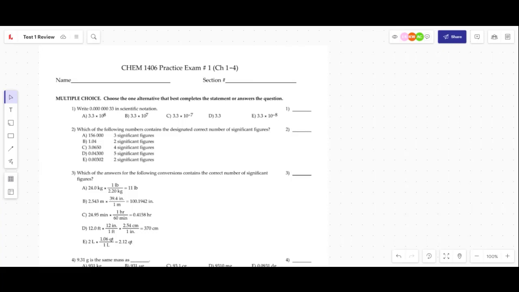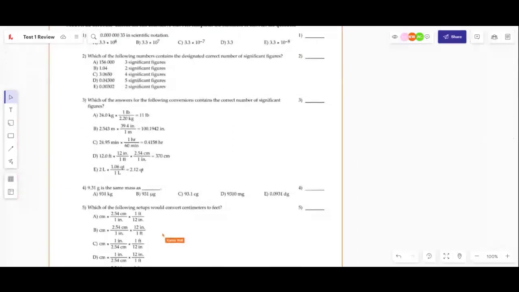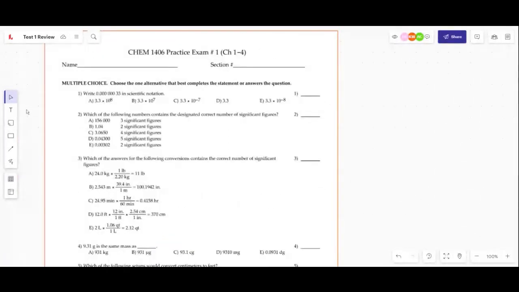Write 0.000000033 in scientific notation. When you're writing in scientific notation, what you want to do is move the decimal point in such a way that the final number ends up being a value between 1 and 10, basically less than 10 but greater than or equal to 1. Okay, so here's what we're going to do here.